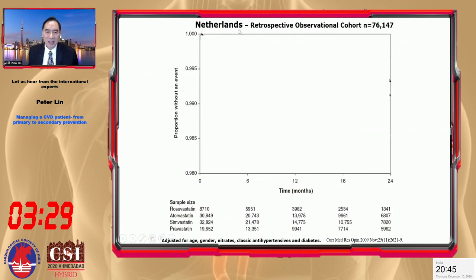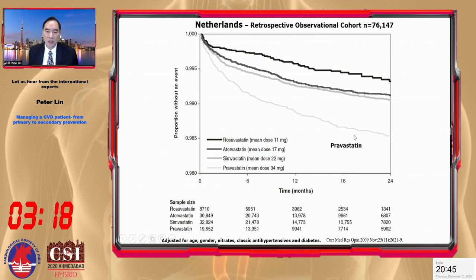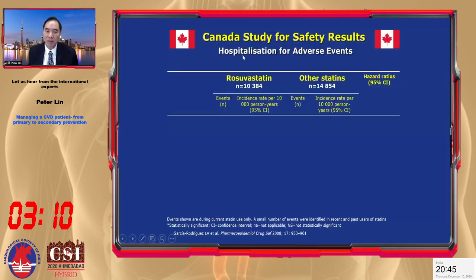If you look at the Netherlands database of 76,000 people, they're looking at people staying well as being the good event, and event rates coming down here is bad. You could see that this one is pravastatin, this one is simvastatin, this one is atorvastatin, and the one with the best rate is rosuvastatin according to the Netherlands database. In Canada, they did a safety study looking at rosuvastatin and other statins, about 25,000 people.